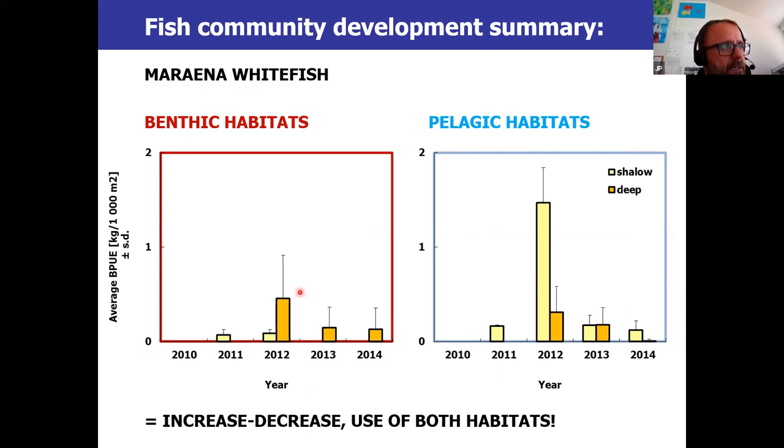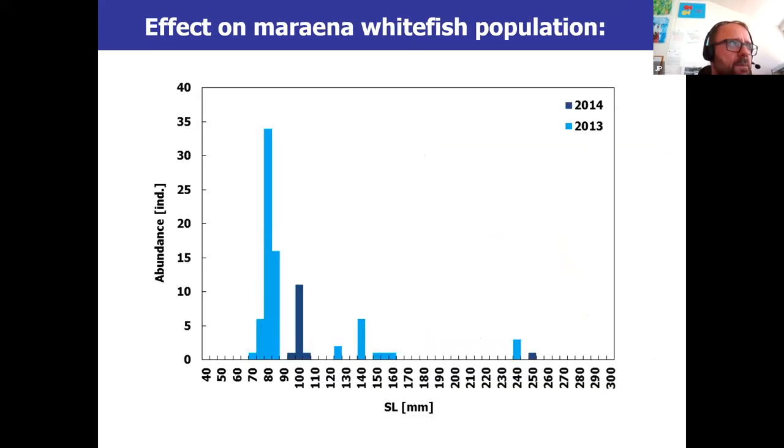In Marena whitefish, the situation is the most important. There was an increase in catches in both shallow benthic and pelagic habitats, and after this increase in shallow habitats, an increase in deep benthic and pelagic habitats. But from the year 2012, we report a very sharp, very significant decrease in population numbers of this fish species.